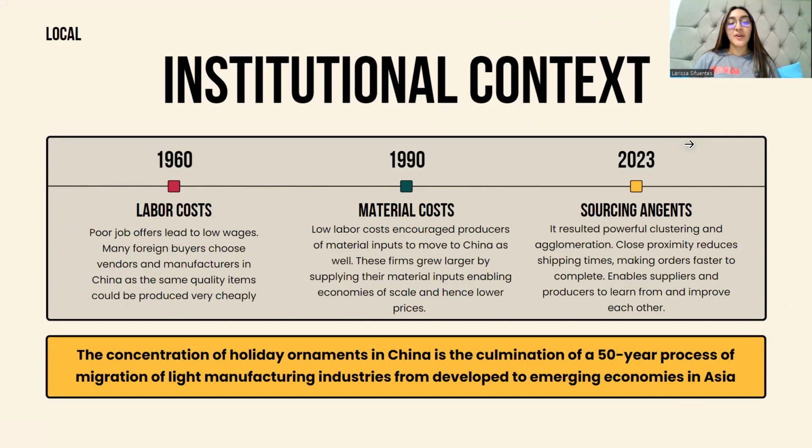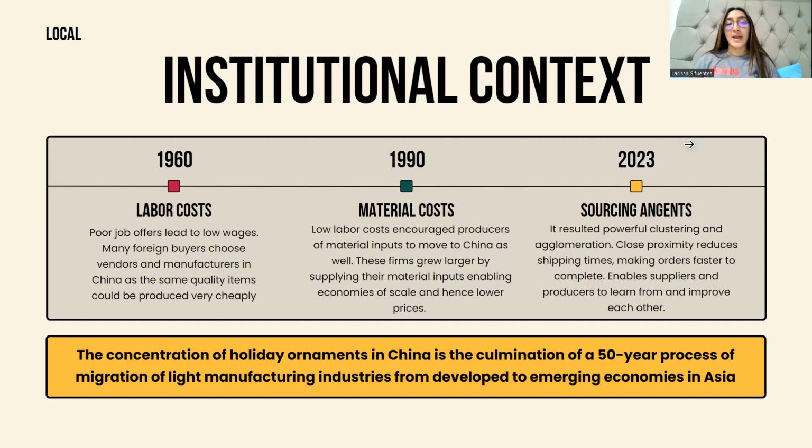The concentration of holiday ornaments in China is a culmination of a 50-year process of migration of light manufacturing industries from developed to emerging economies in Asia. Why? This started in the 60s with low labor costs. Poor job offers led to low wages, so many foreign buyers chose vendors and manufacturers in China, as the same quality items could be produced very cheaply.